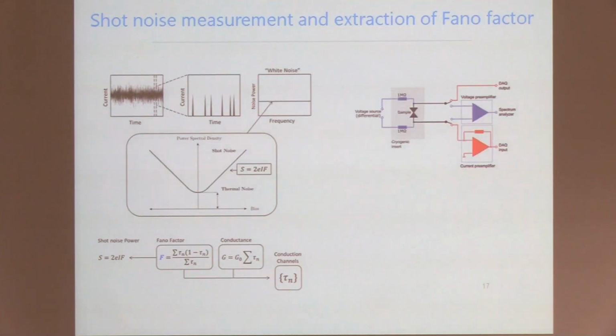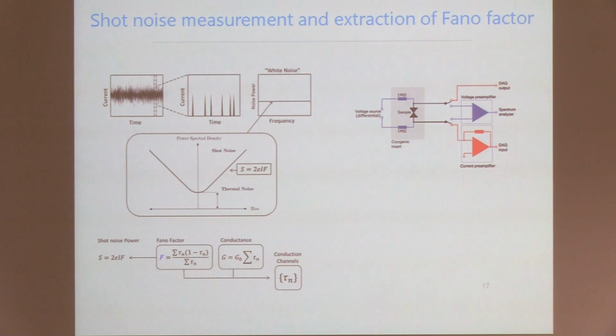Now, how do we measure shot noise? We just measure the resistance or conductance as a function of time. That's it. And then we do the Fourier transform, go to the Fourier domain, and calculate the power spectral density. And what we do, we subtract the thermal noise from that and do the bias dependence or current dependence to check the Fano factor. And that's what we measure.